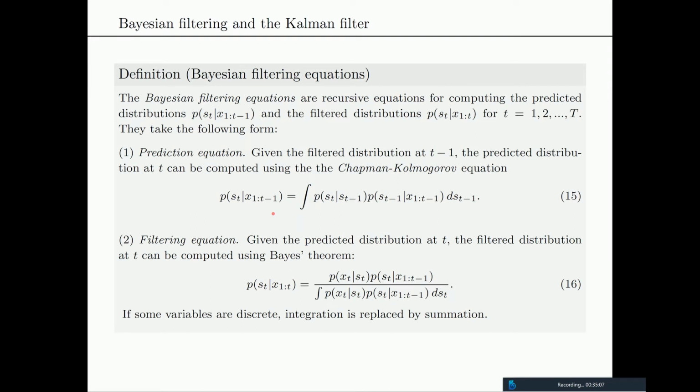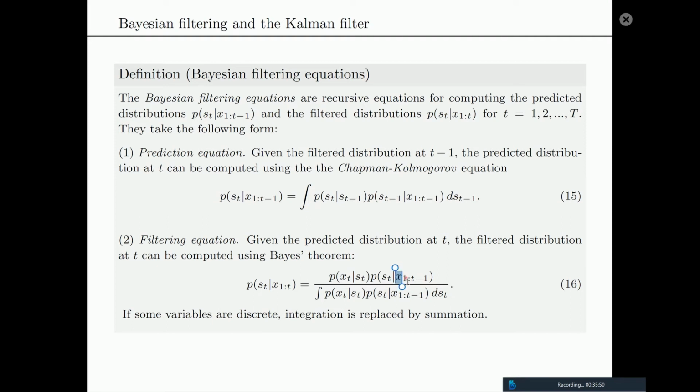And then based on the predicted distribution, you can compute the filter distribution essentially by using Bayes' theorem. So if you have the prior distribution of s_t given x_1 to t-1, and the likelihood, if you want, of the observation x_t given s_t, then together you of course have the joint distribution of x_t and s_t given x_1 to t-1.